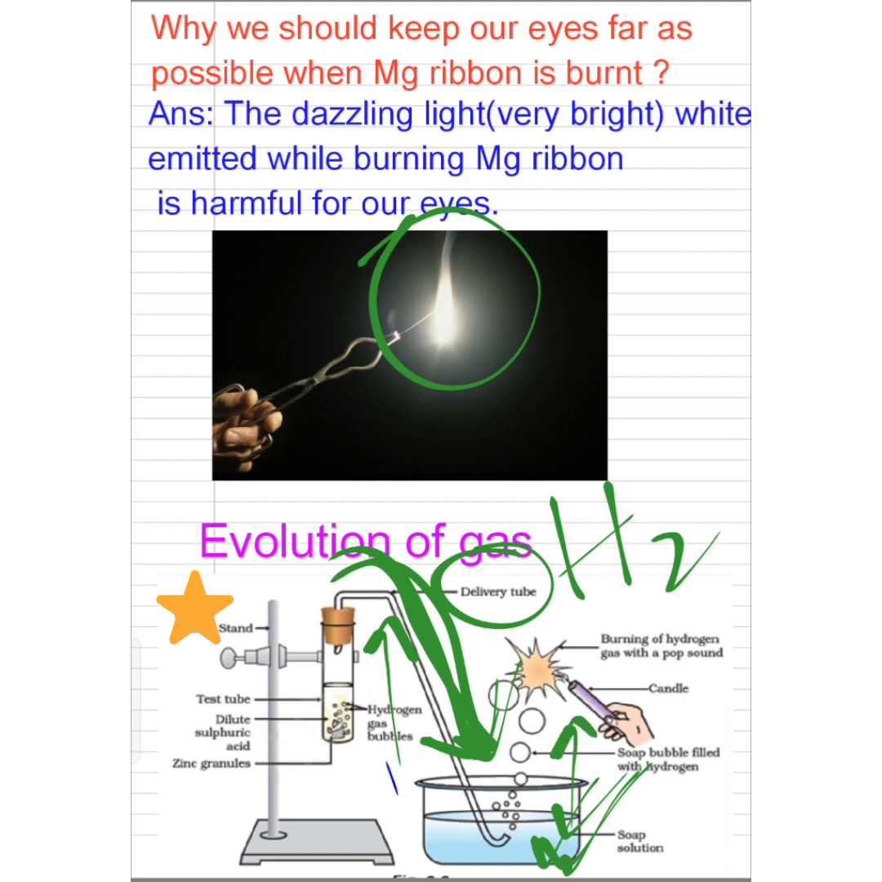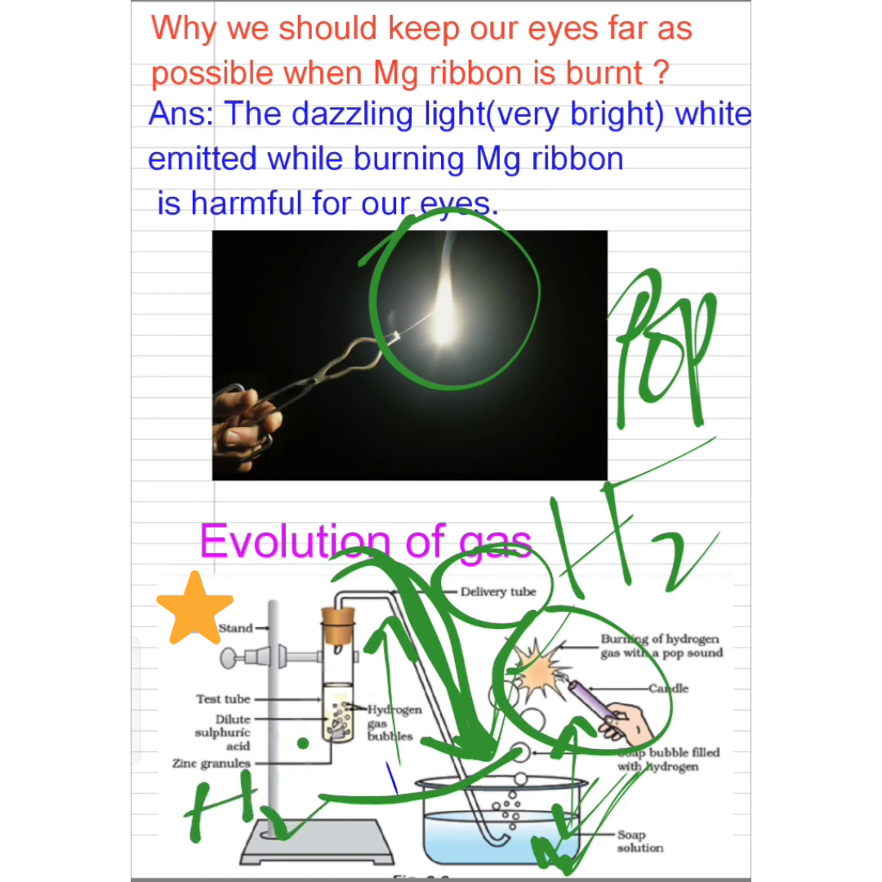Now, how to test for this hydrogen gas? As we all know, hydrogen gas in presence of fire burns with a popping sound. So when we take a candle near the bubbles, they will burst with a pop sound. Inside these bubbles is the hydrogen gas. That's why, when we take the candle near to these bubbles, they burst with a pop sound. So this was it, the evolution of gas.